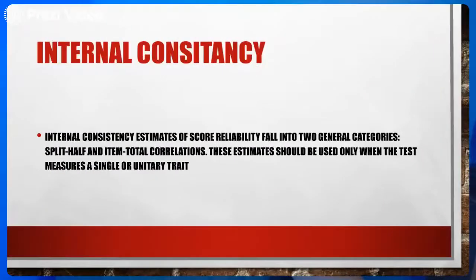Continuing on to our third, internal consistency. This is more of a generalized term, which other methods are listed under. So, what is internal consistency? Internal consistency estimates of score reliability fall into two general categories, which are split-half, which we will cover here shortly, and then item-total correlations. These estimates should be used only when the test measures a single or unitary trait.